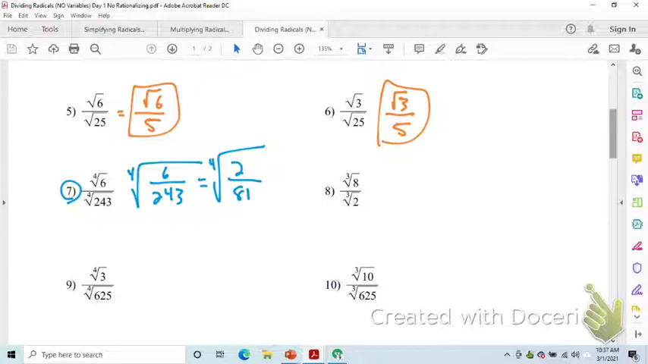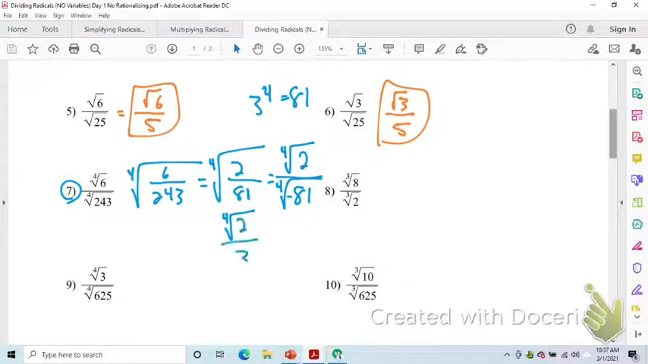Okay, does that help? Sure it does, because now I can leave this as the 4th root of 2 over the 4th root of 81. And I know that 3 to the 4th is 81. So if I take the 4th root of 81, that's just a 3. So my final answer here is going to be the 4th root of 2 over 3.